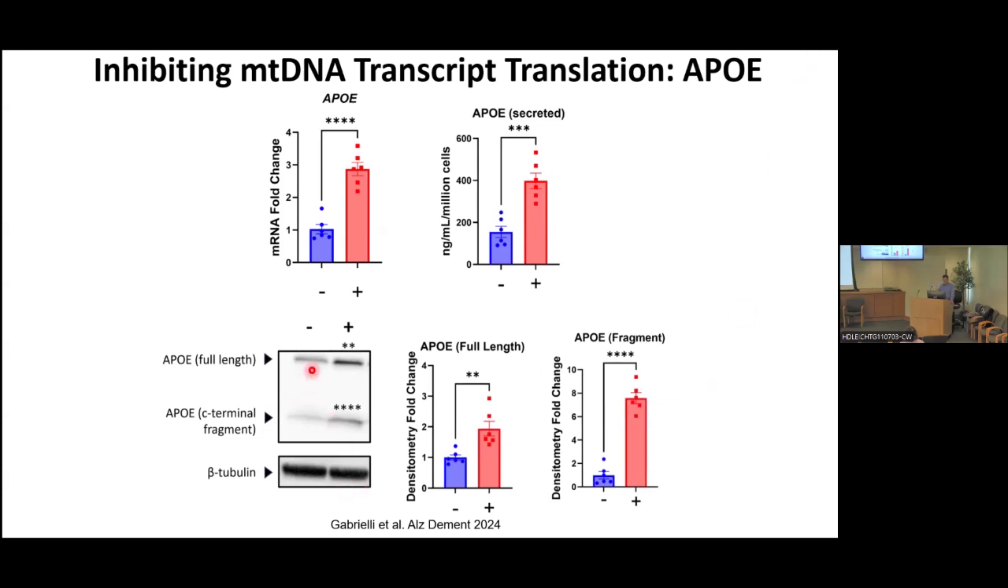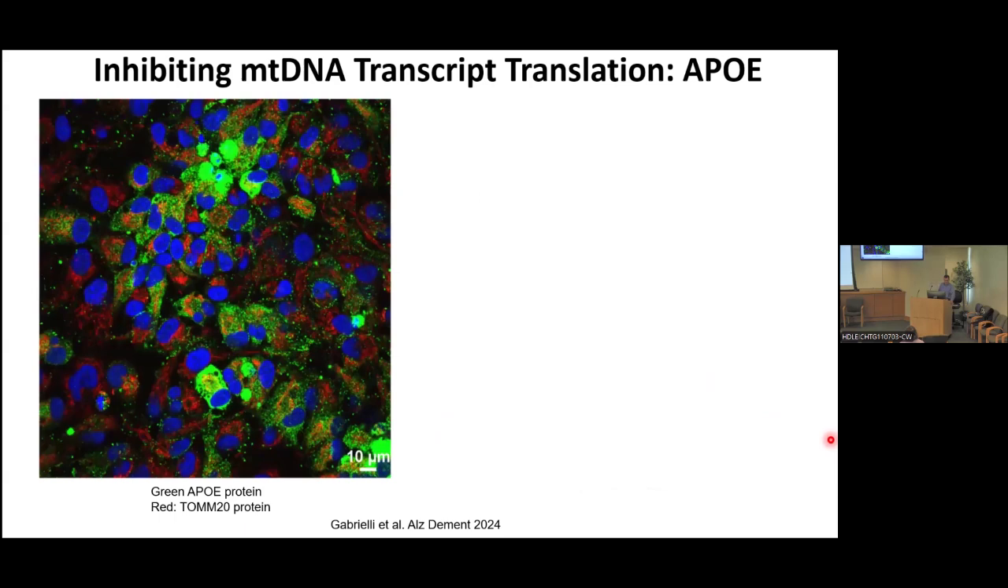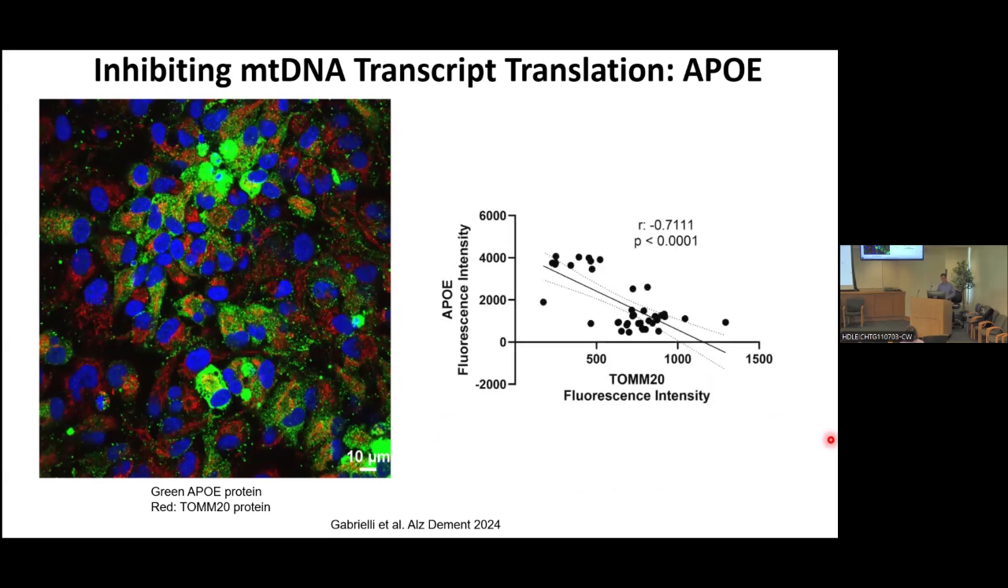We see both the full-length ApoE building up as well as this 12.5 kilodalton cleavage product of ApoE, and both of these are building up in the neurons. We see this interesting inverse relationship between the amount of ApoE within neurons and the mitochondrial mass in the neurons. So green is staining for ApoE, red is staining for mitochondria, and we see this inverse relationship where cells that have very little mitochondria have a lot of ApoE and vice versa.